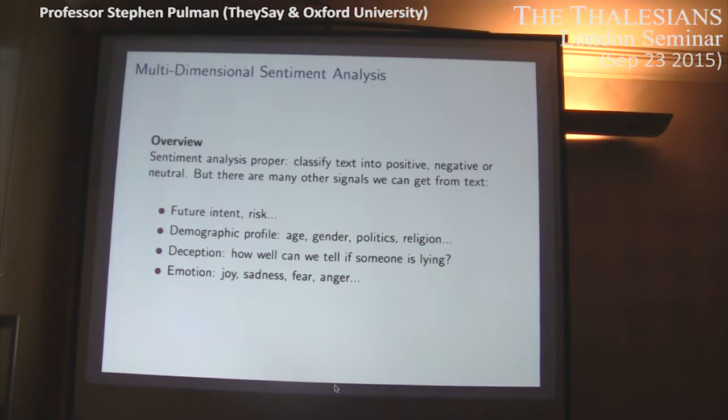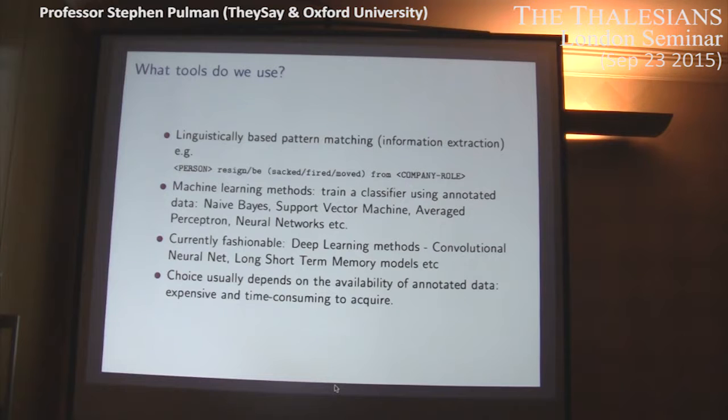We also are beginning to pick out what you might call demographic properties of the authors of text. I'm not going to talk about that today because I just haven't got time. But I will talk about deception, which is an interesting angle that we've started to work on over the last year or so, and also say something about detection of emotion in text. I'll say a bit first about the kind of tools that we use.